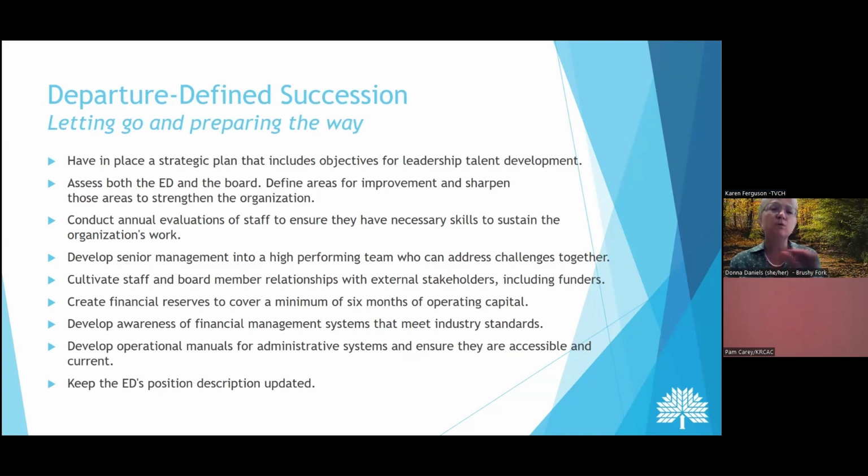You want to develop awareness throughout the staff and throughout the board for your financial systems, and make sure those financial systems meet industry standards so that your organization is well heeled financially for when there's a transition. And then develop operational manuals for administrative systems and ensure they are accessible and current.